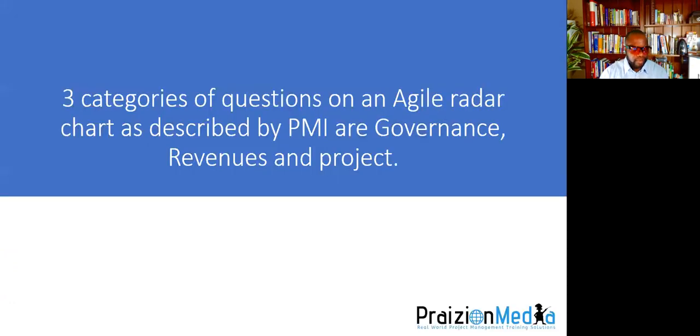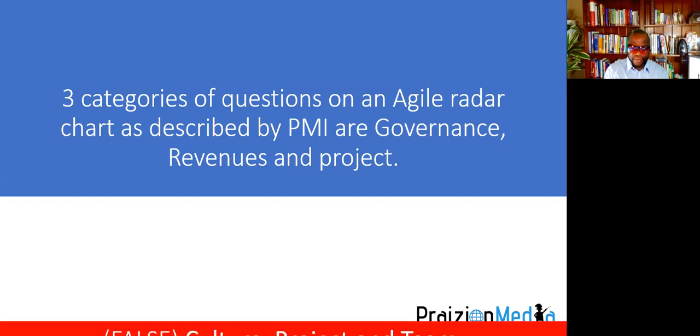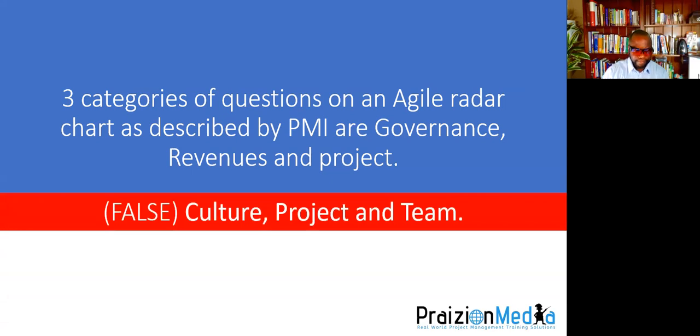Here's your next question. 3 categories of questions on an Agile radar chart as described by PMI are governance, revenues, and project. True or false? 3, 2, 1. Remember, if you need more time, hit the pause button and continue along. The answer to this is false. The correct answers are culture, project, and team.